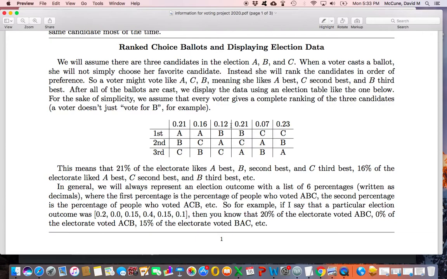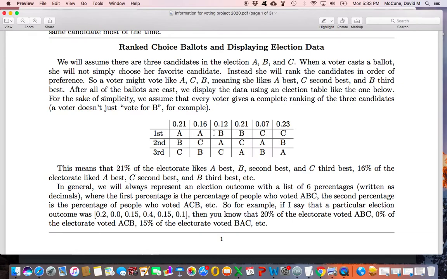Okay, so if there are 3 candidates in the election, notice there are only 6 possible ways to rank them. Putting A first, those options come here. If you put A first, you then only have 2 options after that. Who do you like next, B or C? And then here's B first, and then here's C first. In 3 candidate elections, a voter has one of 6 options when they vote.